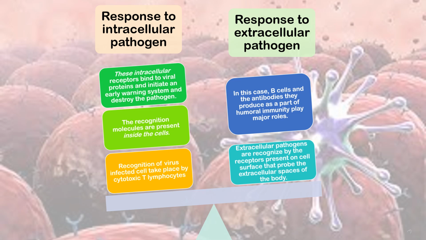In case of response to intracellular interaction, recognition of virus-infected cells takes place by cytotoxic T lymphocytes. The recognition molecules are present inside the cells. These intracellular receptors bind to viral proteins present in the cytosol and initiate an early warning system and destroy the pathogen. In case of response to extracellular interaction, extracellular pathogens are recognized by the receptors present on the cell surface or soluble recognition molecules that probe the extracellular spaces of the body. In this case, B cells and the antibodies they produce as a part of humoral immunity play major roles.